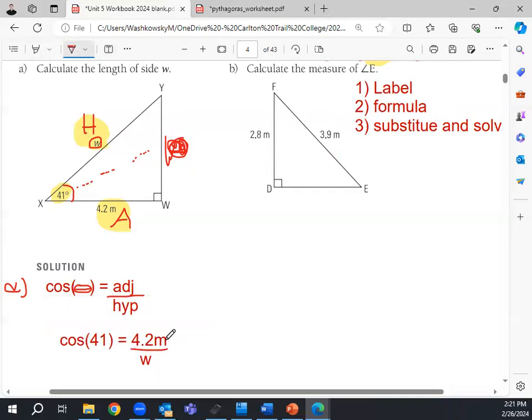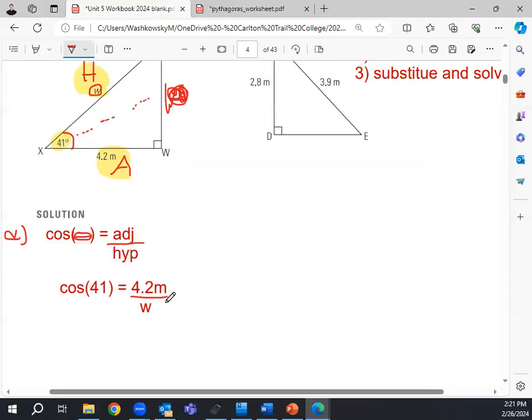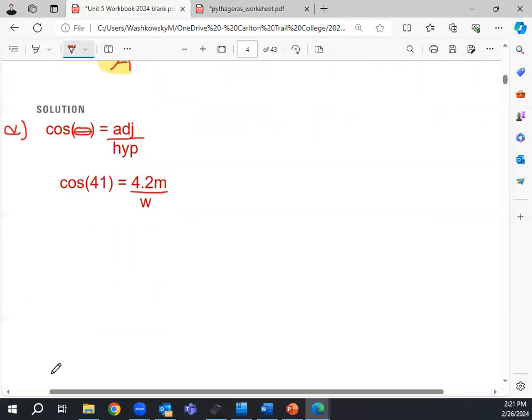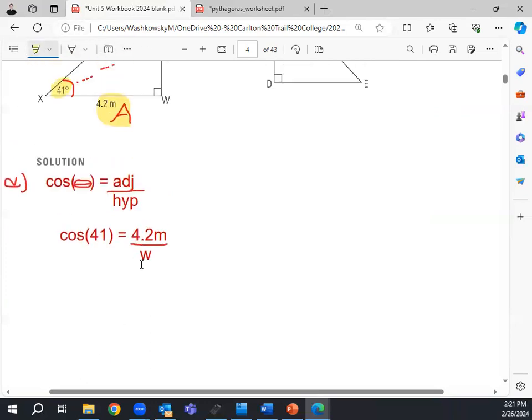So what am I actually trying to find here? I'm trying to find this W. At the very end, I want it to go like this. I want it to be, hey, W, your missing side is equal to the answer. That's what I want. So this is actually an algebra question here. Because right now, what do I have? I have W down here. I need to get it away from this fraction. I need to get it by itself.